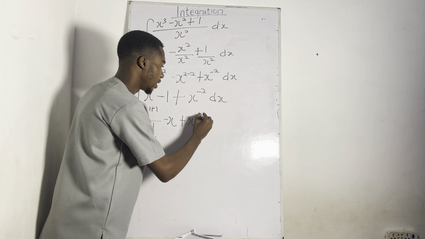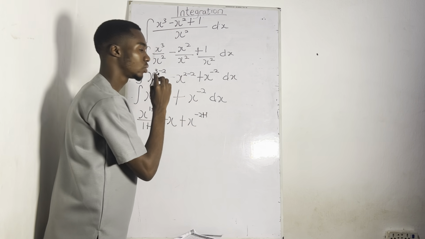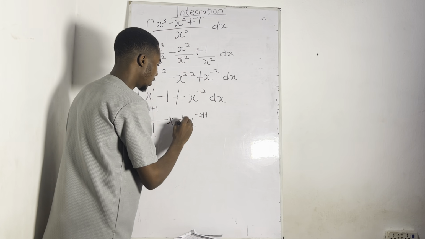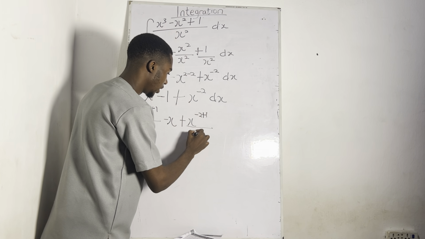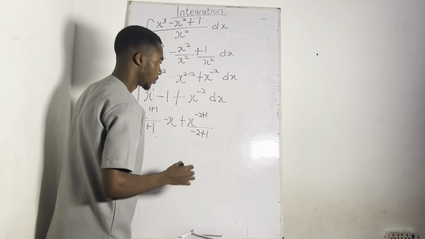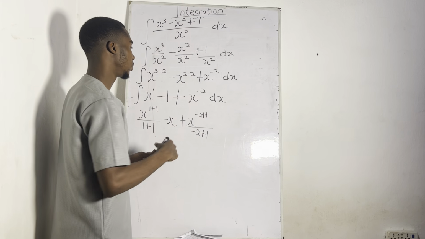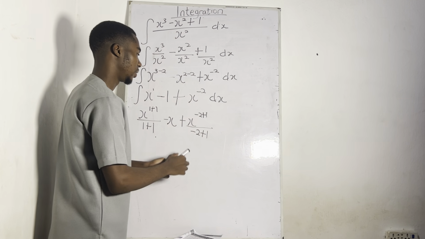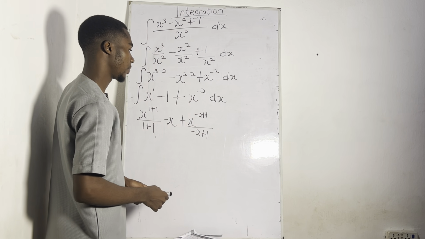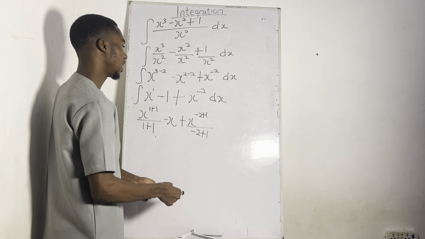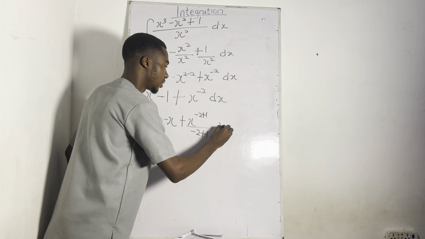This is the original one. Then you add 1 to the exponent. Then whatever you do at the exponent is the same as what you do at the bottom. So over negative 2 plus 1. Always don't forget, after you add 1 to the exponent, you do the same thing at the denominator side. You divide the whole thing by that. You get it?